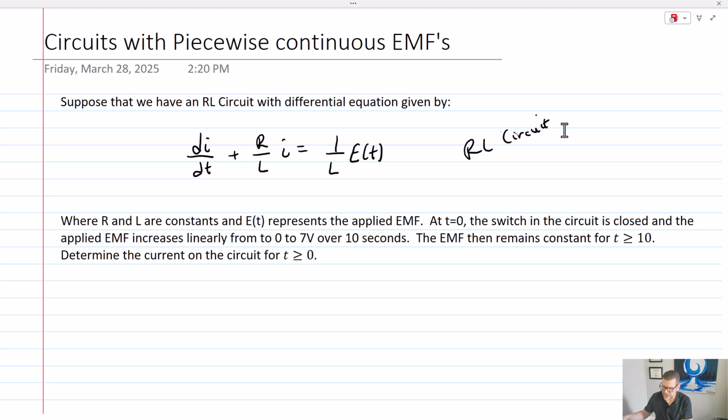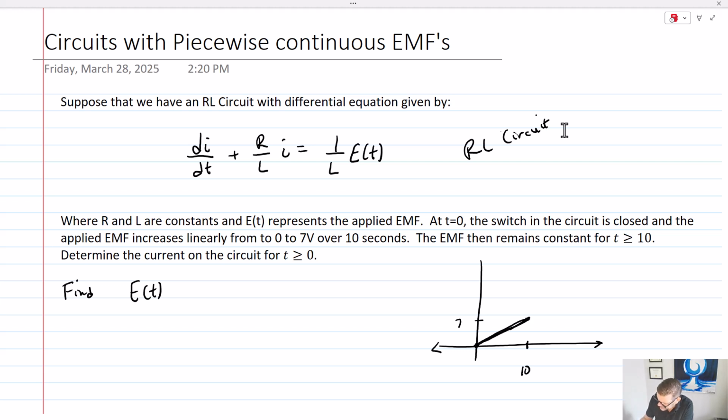What we need to do first is find a function for E of t. E of t is a piecewise continuous function because the circuit starts out closed, and the applied EMF increases linearly from 0 to 7 volts over 10 seconds. Imagine a graph of the function: at time 0 we're at 0, and at time 10 we're at 7. So we have this linear line, and that line is represented by 7/10.